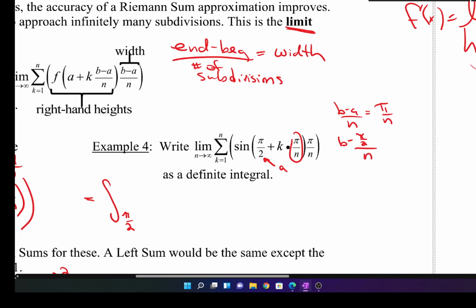And then all of this is over n, and then that equals pi over n. And I know it looks like a mess, but let me just mention, do you see how this is the denominator and this is the denominator? Well, it turns out I'm not trying to solve for that. What I want to solve for is b.